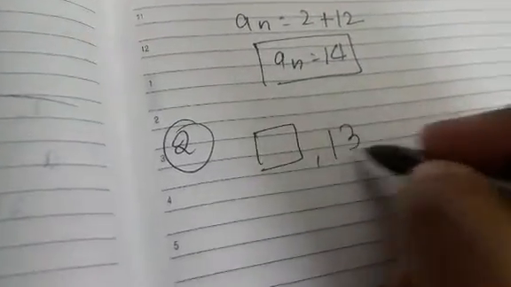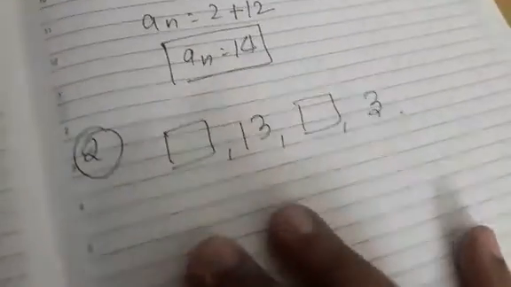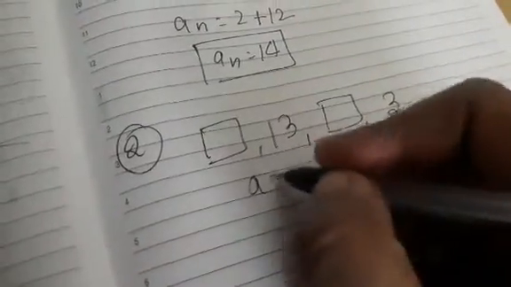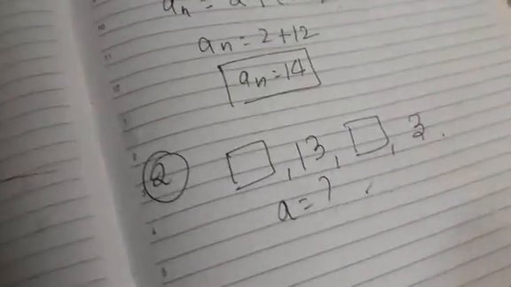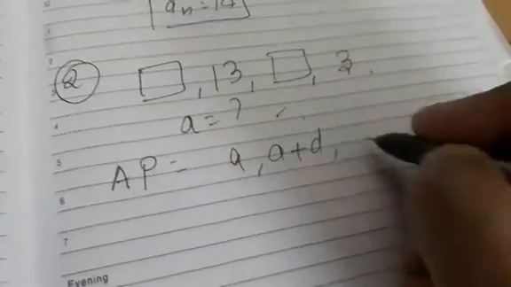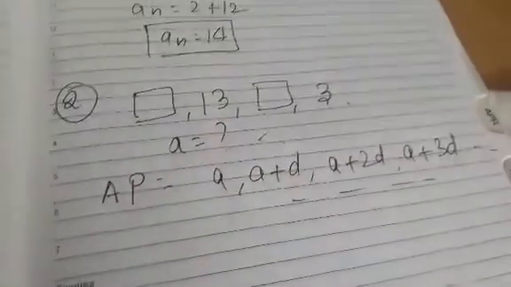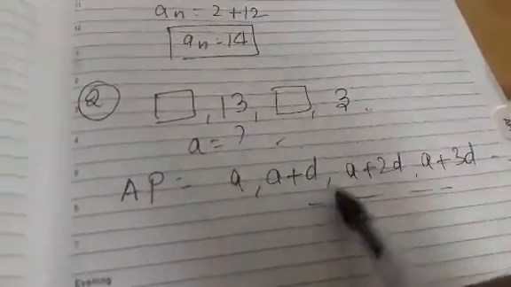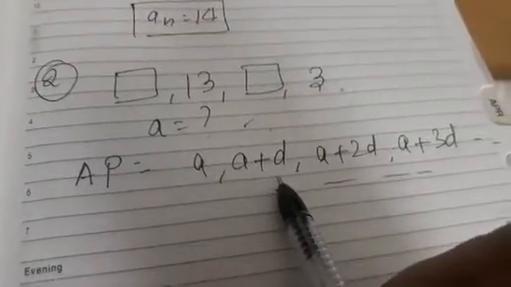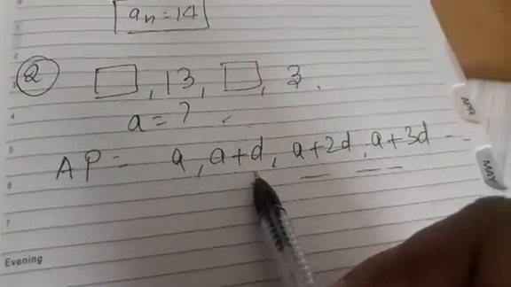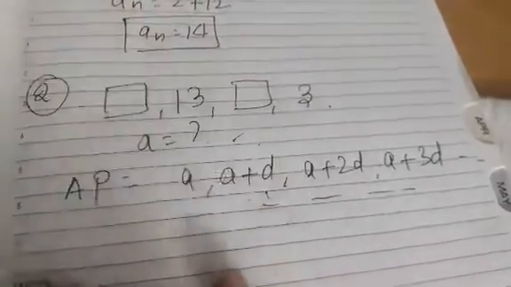Dash, 13, dash, 3. Okay, now we know that over here a is also not given, so we put a as question mark. Then we only know the second term and the fourth term. We know that any AP is given by a plus d, a plus 2d, a plus 3d, and so on, right? Therefore, we can get two equations here, and with the two equations we will find the value of a and d. Since we have studied linear equations in two variables, we will check out.